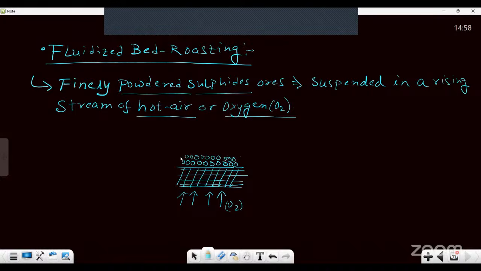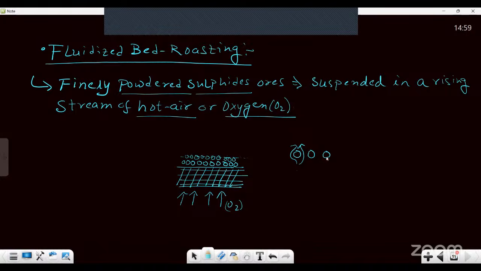Okay, and as if you will see that they are floating. Why do you see them floating? Because of the upthrust given by the hot air. Now, what is the main advantage of this? When these particles are suspended, floating like this, the oxygen will have a greater surface area to react with. Oxygen can react from this side also.